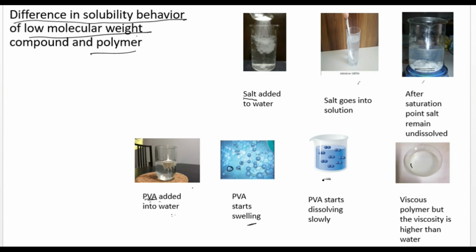It is a time consuming process because of the high molecular weight of the polymer. At last we get a viscous polymer solution. Here the viscosity is increasing due to the high molecular weight. And if we add more PVA molecules into it, we can dissolve it. This is the difference in solubility behavior of low molecular weight compound and polymer.